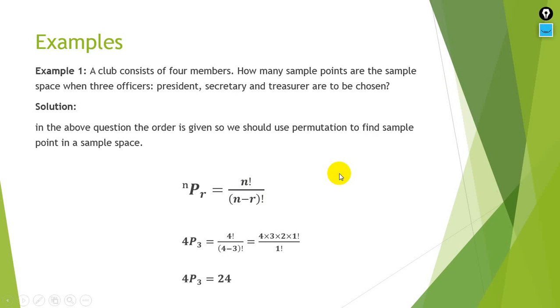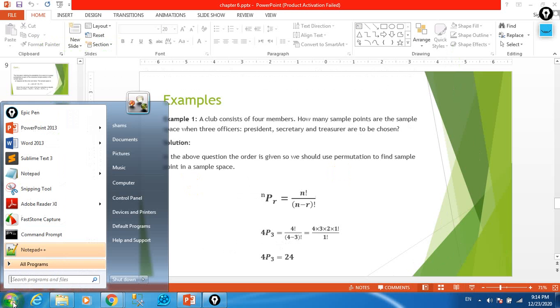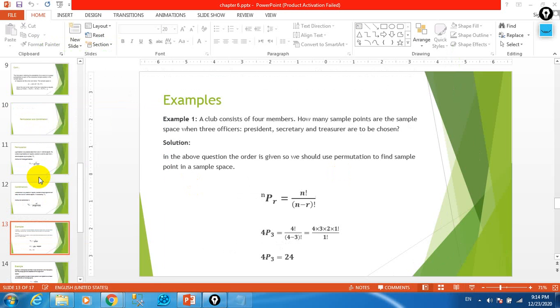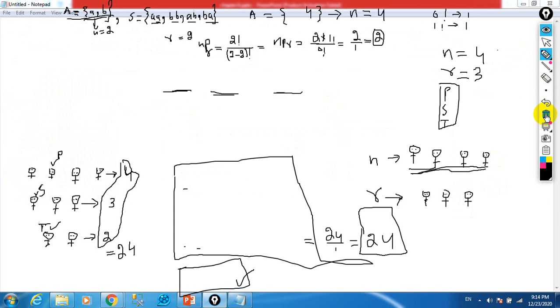Here we draw a diagram, a tree. So look at this. We have this tree. So what is the tree? For example, I am taking four persons. So we have 4 persons.